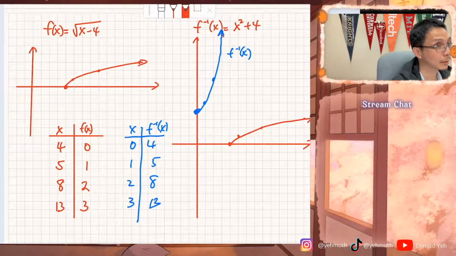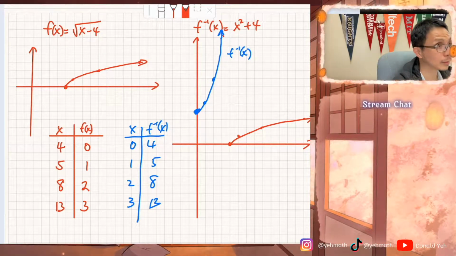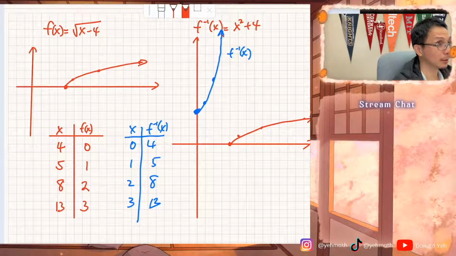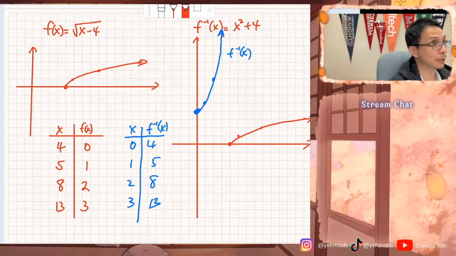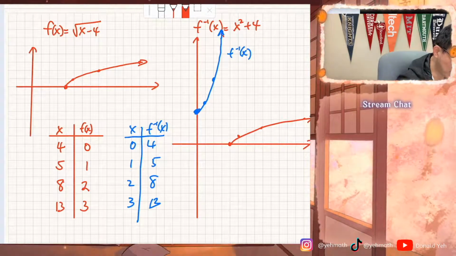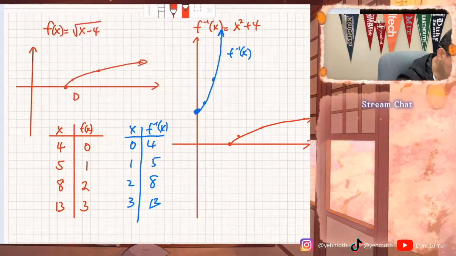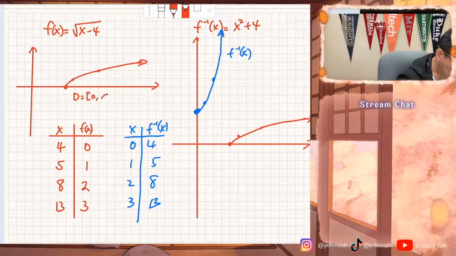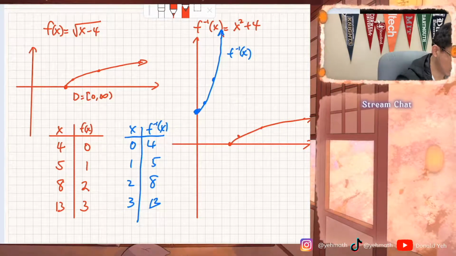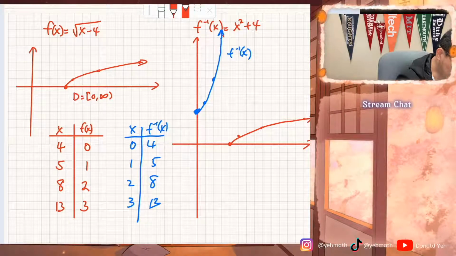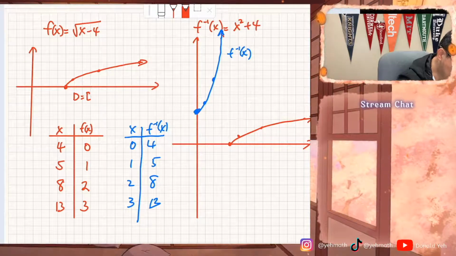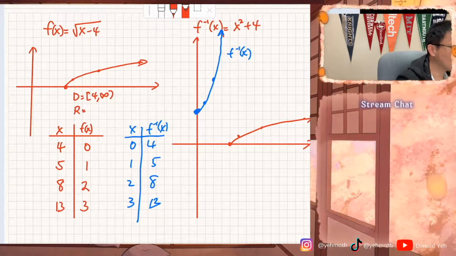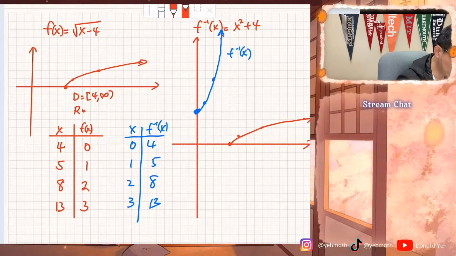Yes. That's a great question. It turns out, remember the domain and range switch, right? So let's look at the domain of the red one. Domain is going to go from 0 to infinity. Does that make sense? Oh, no, sorry, not 0 to infinity, 4 to infinity. Does that make sense? And range is going to be what? 0 to infinity, right?